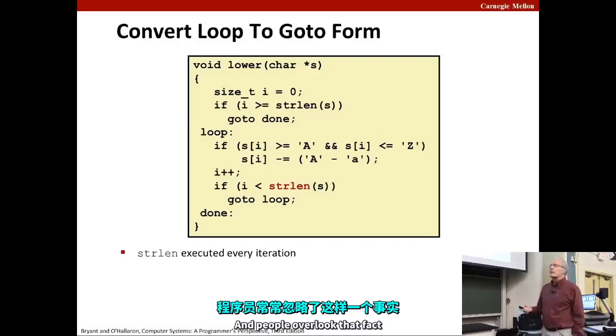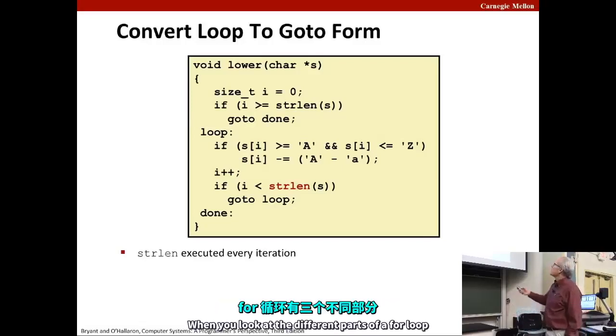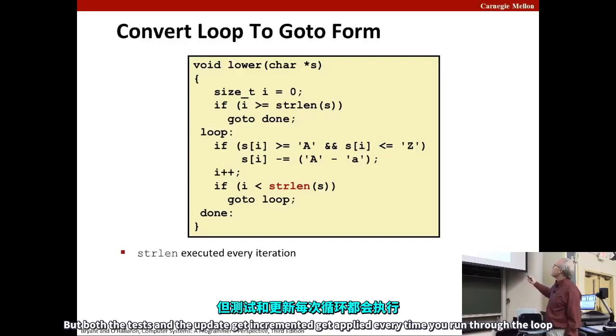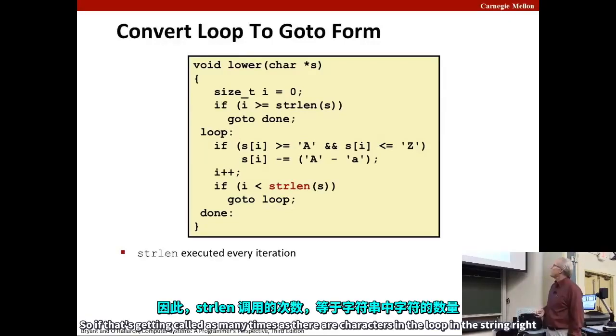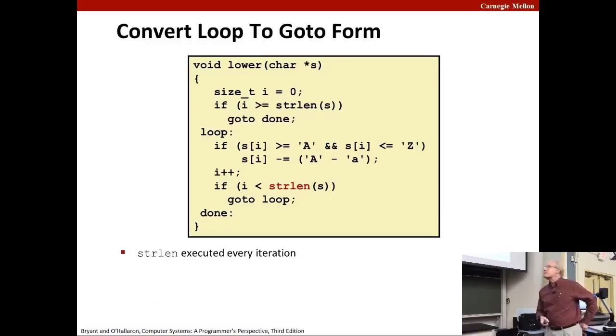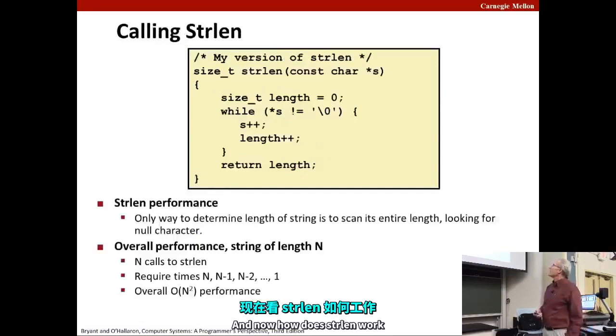And people overlook that fact. When you look at the different parts of a for loop, the initialization only gets executed once, but both the test and the update get applied every time you run through the loop. So that's getting called as many times as there are characters in the string, right? And now, how does strlen work?